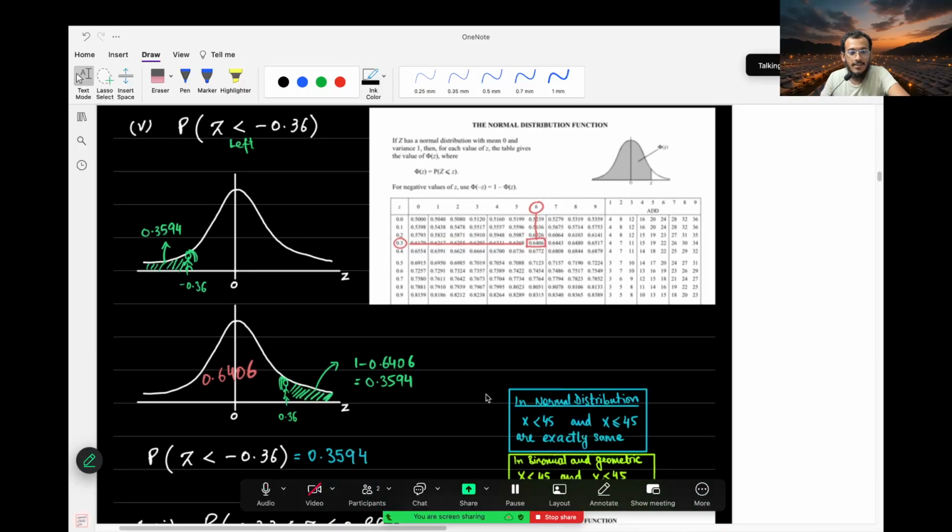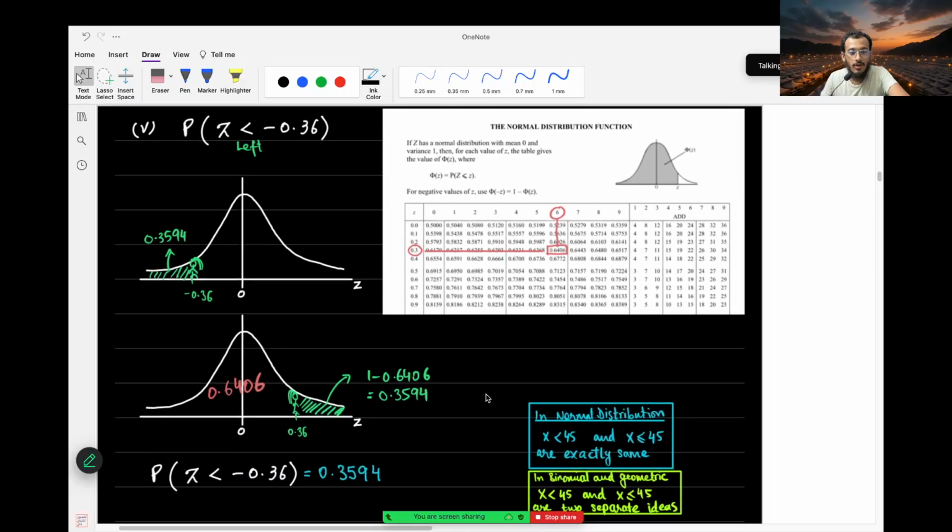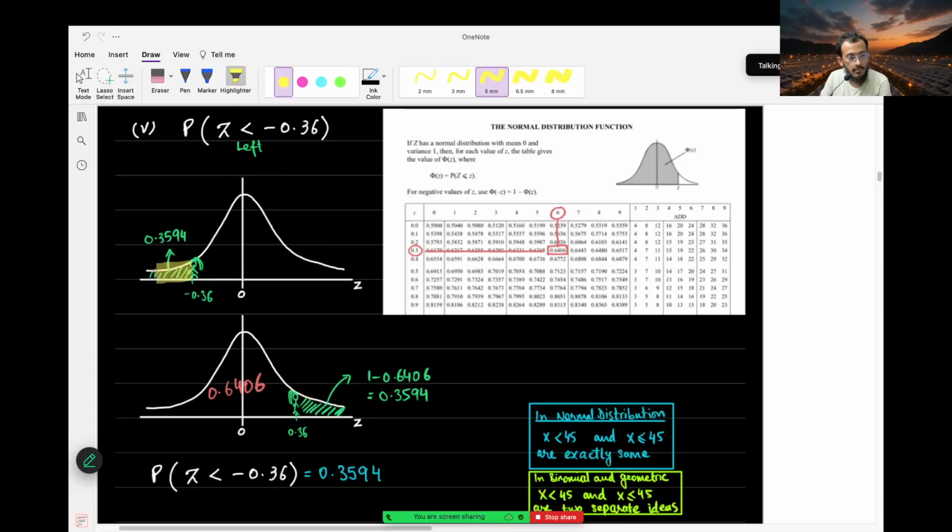Exactly. The answer is indeed 0.3594, and here is how I solved it. They have asked us to find probability z is less than this value, which means we're interested in finding this area, but we have to flip the diagram because our table doesn't provide any value for negative z values, so we flip it and find 0.36. Now we know that the table gives us the area for the left side. In order to find this side, we need to subtract it from 1 again.